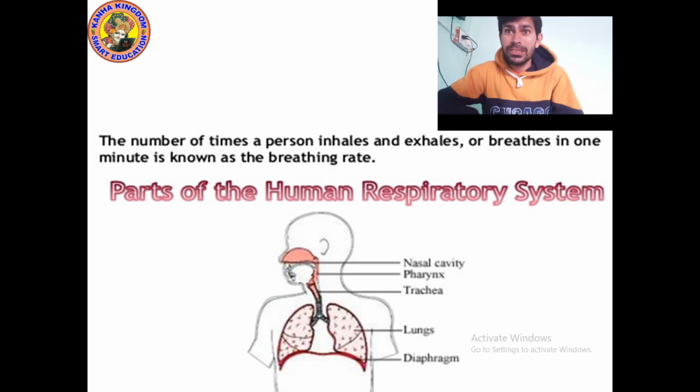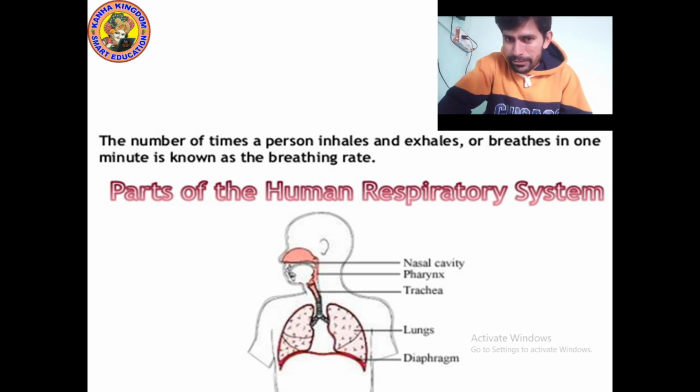Just below the lungs there is a balloon-like structure which is called the diaphragm. D-I-A-P-H-R-A-G-M, diaphragm. So these are the parts of our respiratory system.